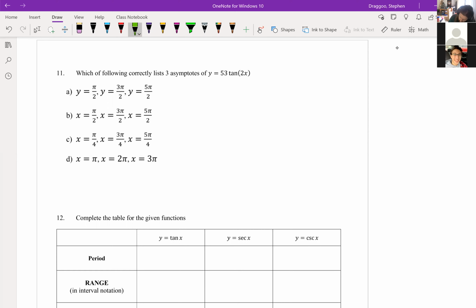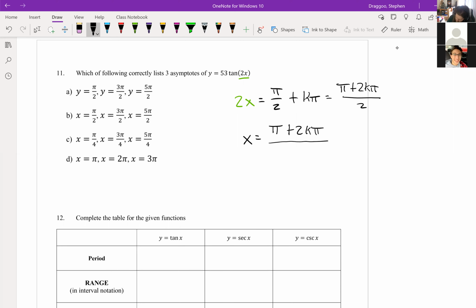So, if I want to find asymptotes for tangent of 2x, I'm going to take 2x and set it equal to pi over 2 plus k pi, which would be the same thing as pi plus 2k pi over 2, just to get it as a single fraction. So x then is pi plus 2k pi over 4.